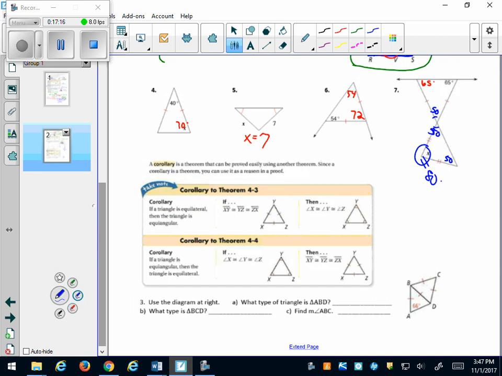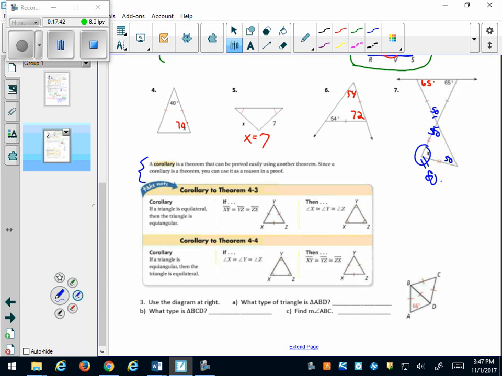So there's a couple of corollaries. A corollary, we might not have used that word before. A corollary is just like a sub-theorem. It's like if this big theorem is true, then there's these other things that automatically follow, that just automatically are true because of that theorem. And so the first corollary here is if a triangle is equilateral, then the triangle is equiangular.